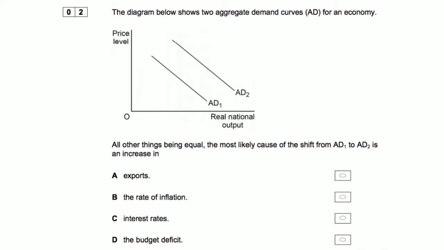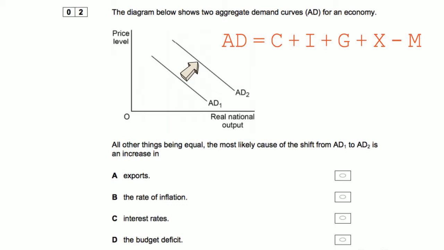So let's first have a look at what makes up aggregate demand. Aggregate demand is made up of consumption, investment, government spending, exports, and imports. C, I, G, and X have a positive effect on AD, and M has a negative effect on AD. So we're looking for one of these factors to change, which will cause AD to shift outwards. Aggregate demand would shift outwards if there was an increase in any of the positive terms, which is C, I, G, and X, or a decrease in the negative term, which is a decrease in imports.